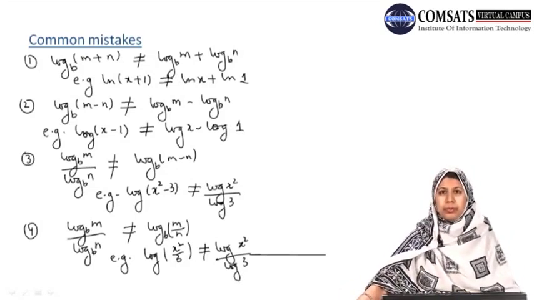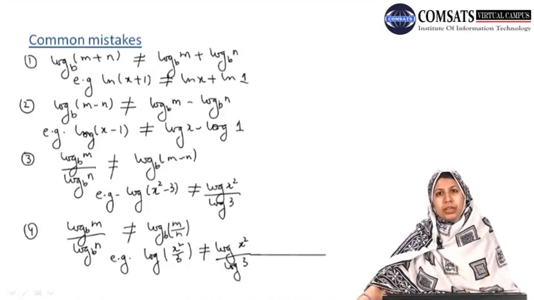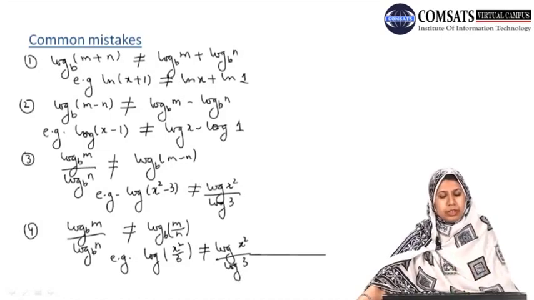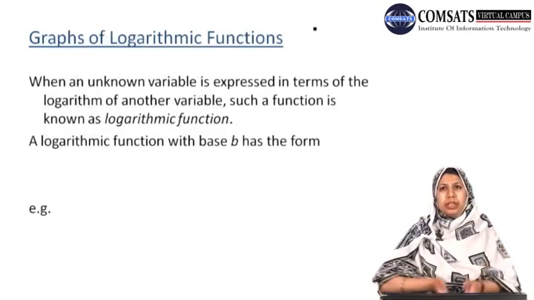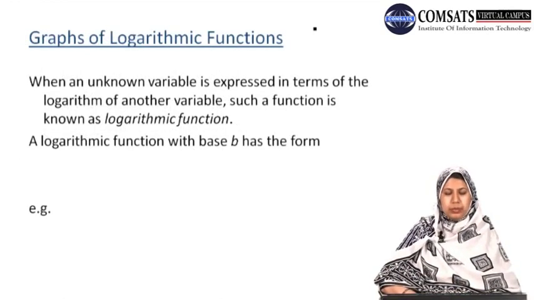If we are using the wrong property, then in fact we are complicating the given equation and we are not solving for the unknown x. Now we come to our next topic, which is about the graphs of logarithmic functions.